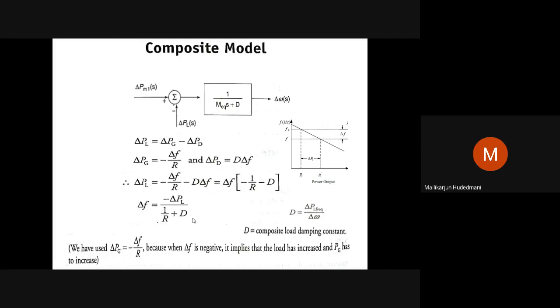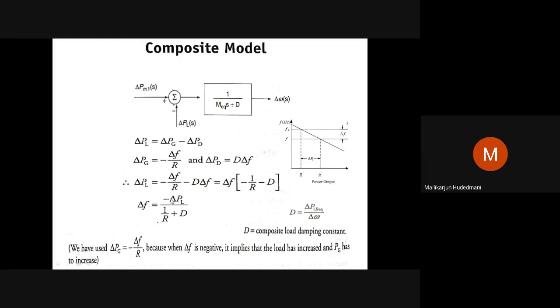Whenever there is a generator in an area, a single generator meeting a load, and there is a load which is sensitive to the frequency as well as insensitive to the frequency, together there is a change in frequency due to the change in power demand. This is the equation going to help.